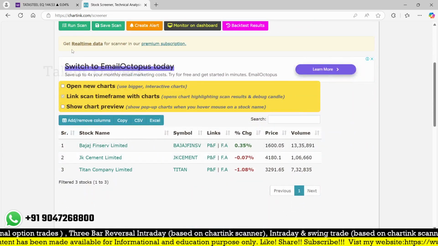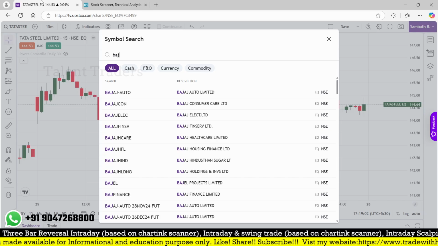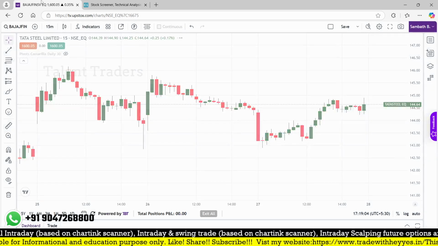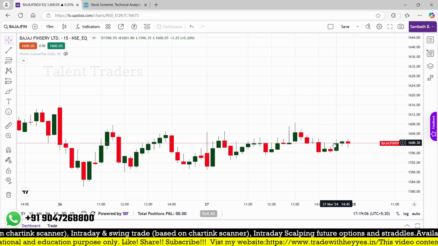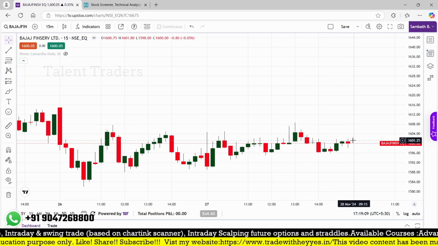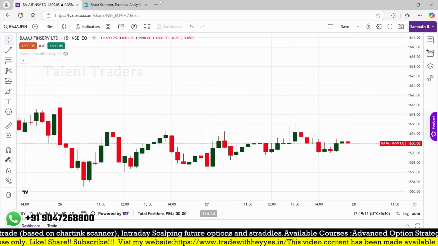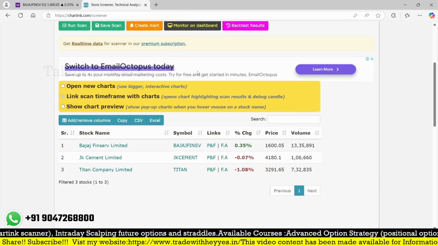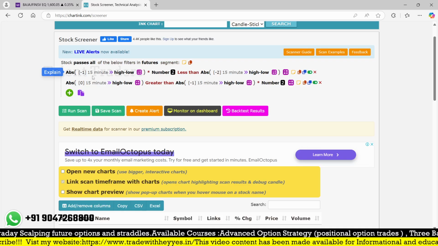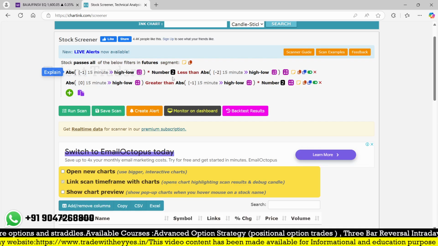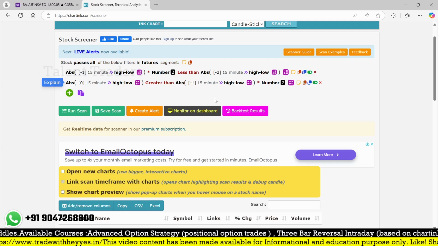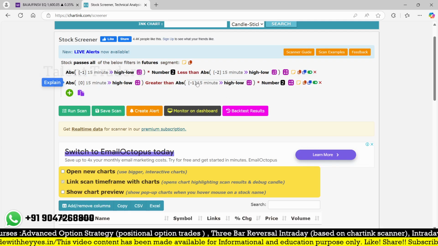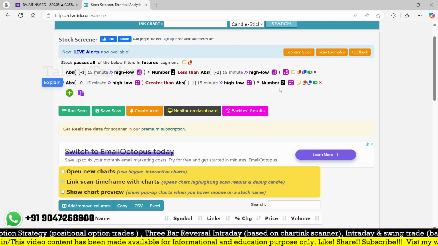So let me try Bajaj Finserv, JK Cement. What's happening here? Here is one candle, and the second and third. So that is what we are fetching with this particular condition, but here the first one should be two times and the second one also two times. So we are fetching those particular two candles which must be greater than.